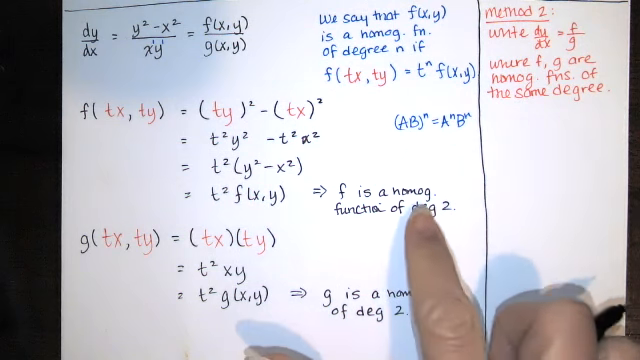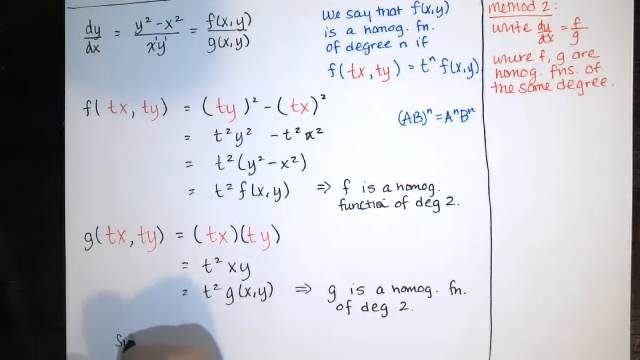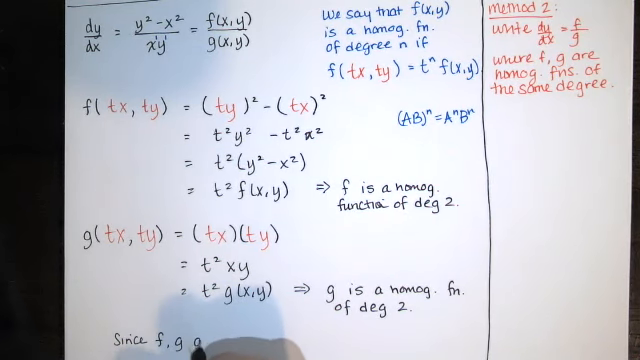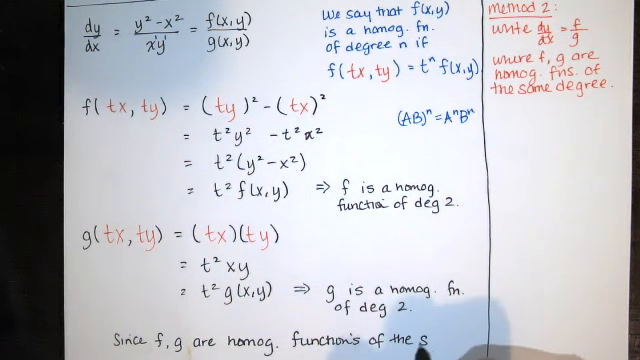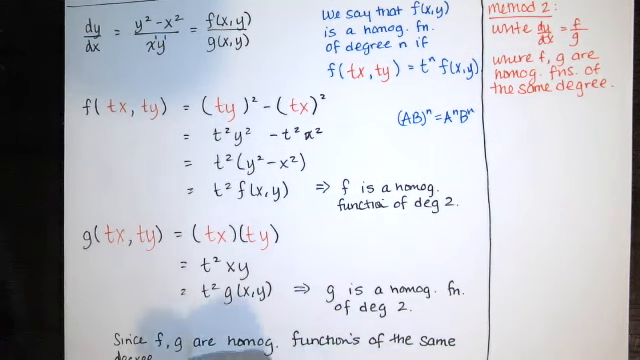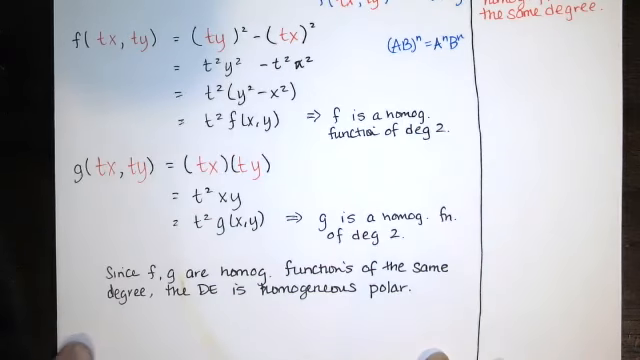All right, so this is a homogeneous function of degree 2, and so is this. So that means that the differential equation is homogeneous polar. Because they can't just be homogeneous functions, they have to be homogeneous functions of the same degree. And that means the differential equation can be solved with a substitution.